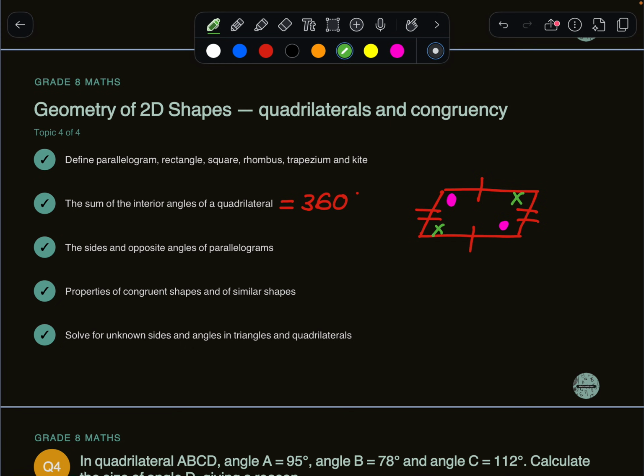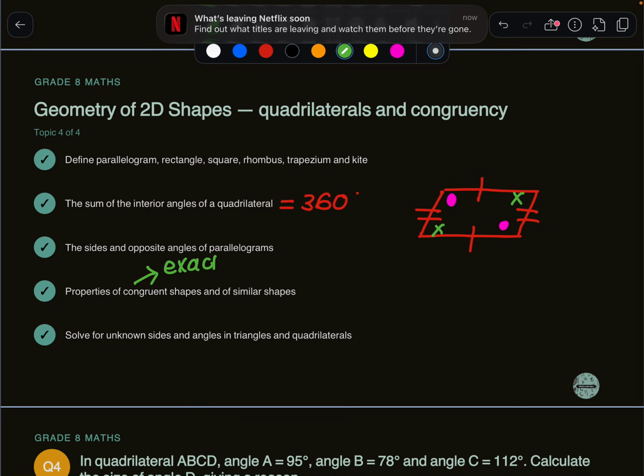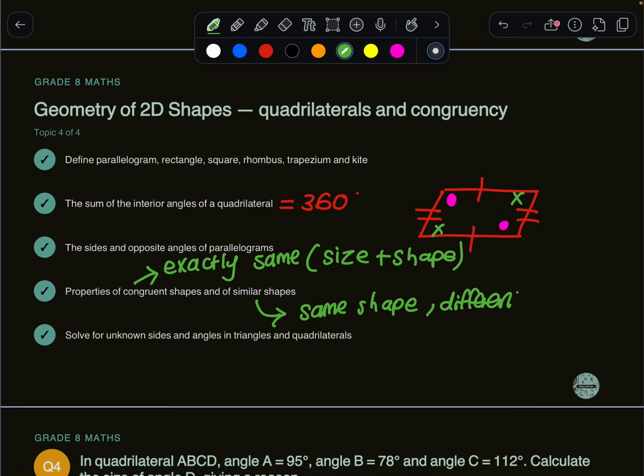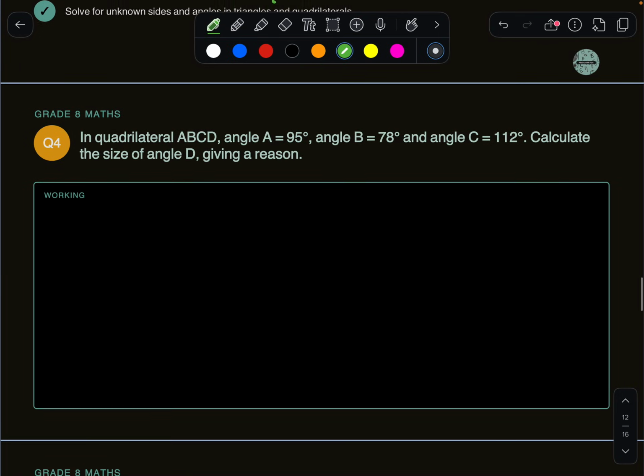You need to know about congruent shapes and similar shapes. So congruent shapes are exactly the same. They have the same size and shape. Similar shapes have the same shape, but they can be bigger or smaller, so different size. And you need to know the reasons for that, and then solve for unknown sides and angles in triangles and quadrilaterals. An example of a question in this section.